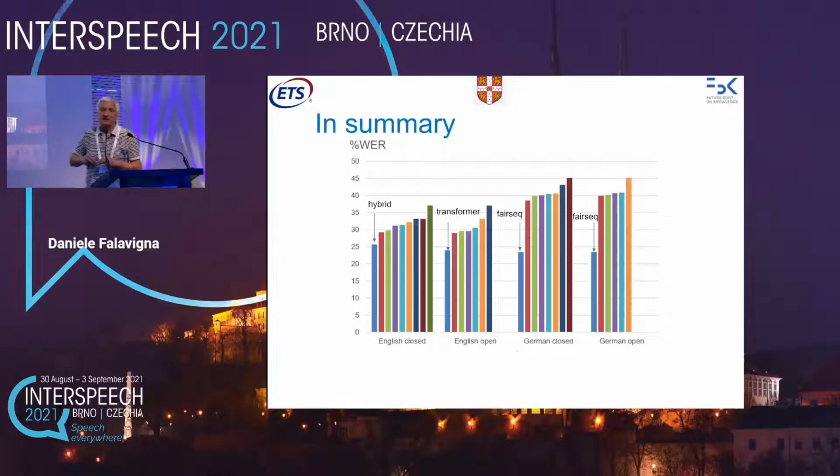In summary, we see that three of the best systems among four make use of end-to-end architecture. Only the best system on English closed track uses a hybrid architecture.